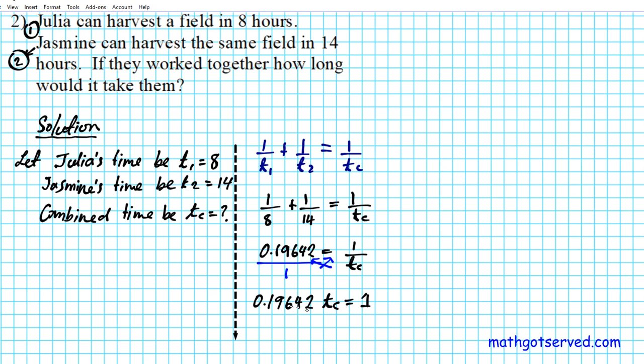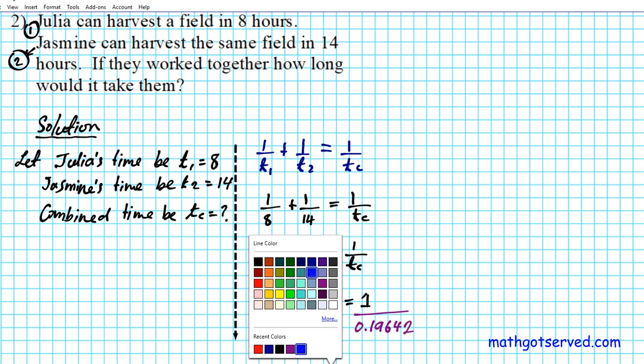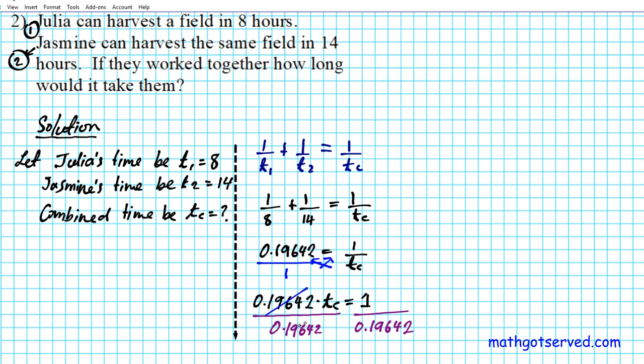Okay? And then since the relationship between the combined time and this constant is multiplicative, to undo that, we are going to divide both sides by that number, 0.19642. And on the left side, these numbers are identical, so they divide out. Okay, so we end up with the reciprocal of the original number that we started with. So you see why I said that reciprocation is much faster, because we're doing the same thing, but it's taking longer with cross multiplication. Anyway, whichever method you like, you can use.